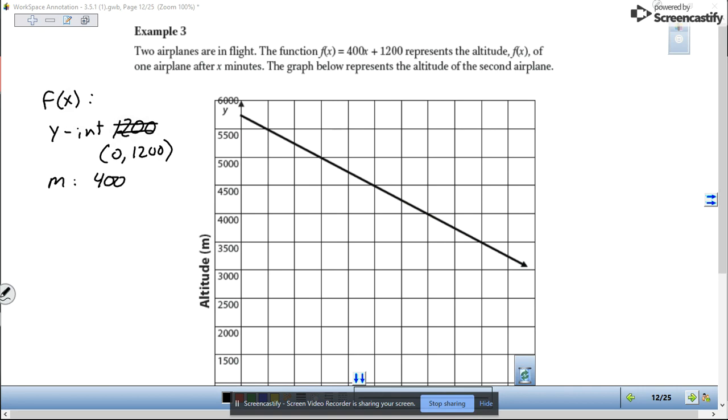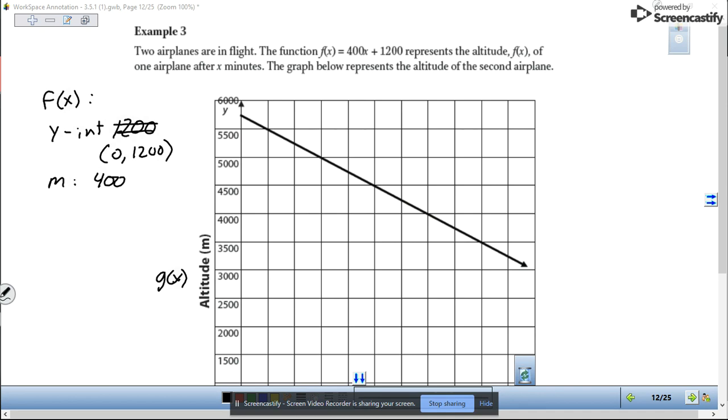Now, f of x is the height of the plane after x minutes. So whenever they started measuring it, this plane was 1,200 feet or whatever off the ground. And then it's going to be increasing by 400 feet. So this plane is still rising, still taking off. Now, if you look at the graph, the second airplane, we'll call it g of x. It is obviously not increasing. So can we figure out some stuff about it?